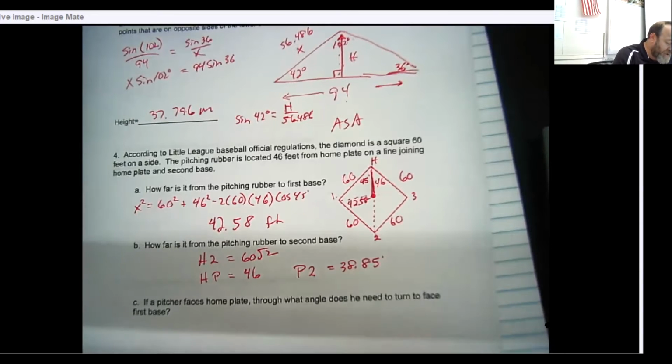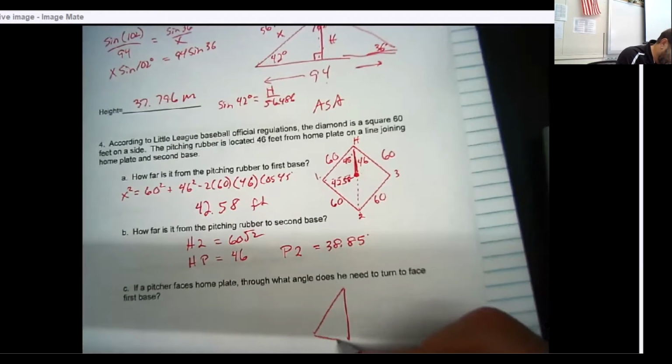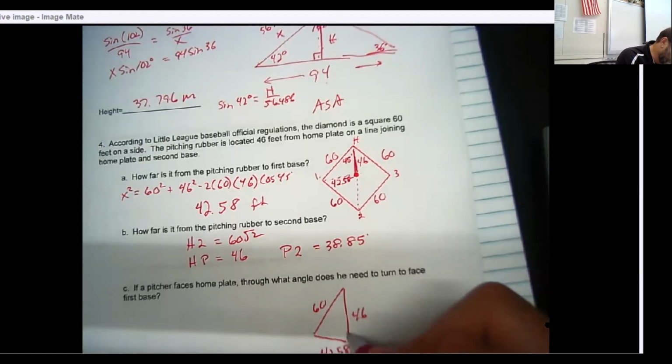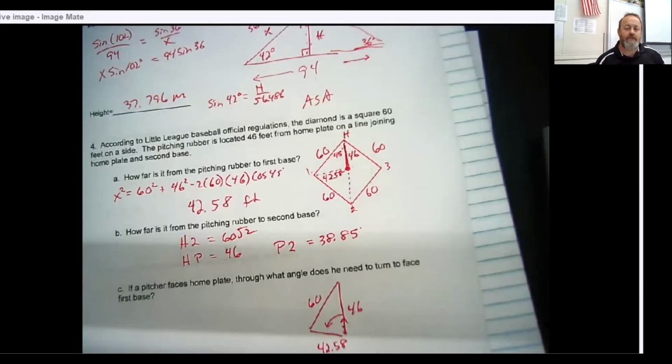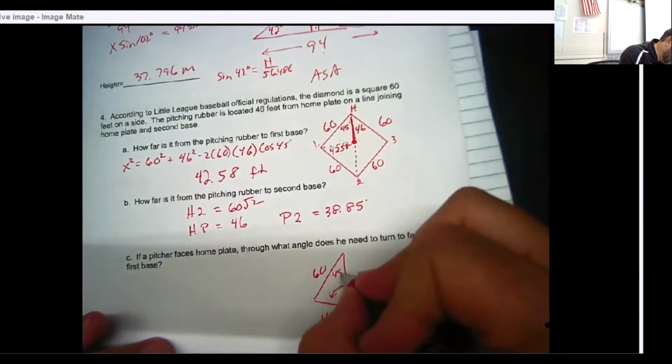Now the last question, again, let me go ahead and redraw that a little bit tighter. We all of a sudden know that this is 46, this is 42, and this is 60. The question is, if the pitcher is looking this way, how far do they have to turn to throw that ball to that person? And again, we know this is 45.